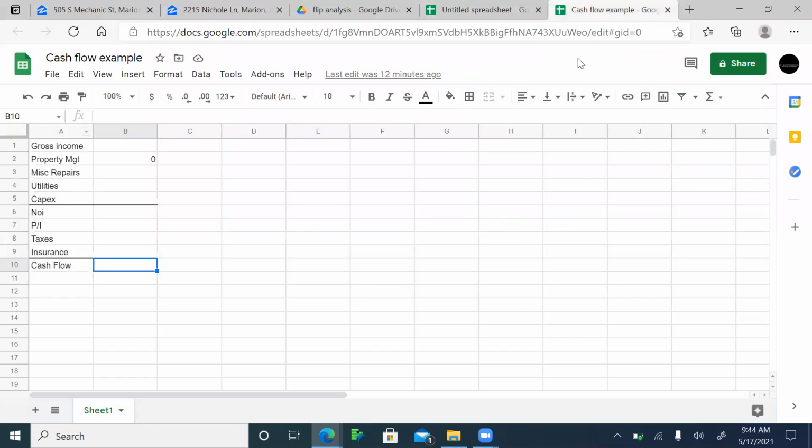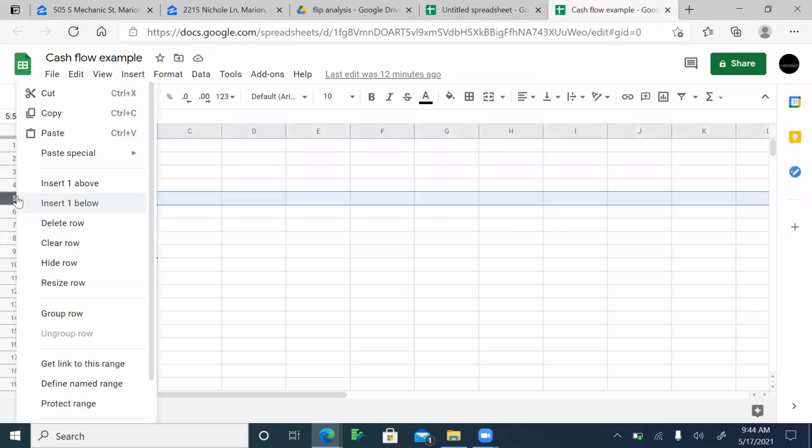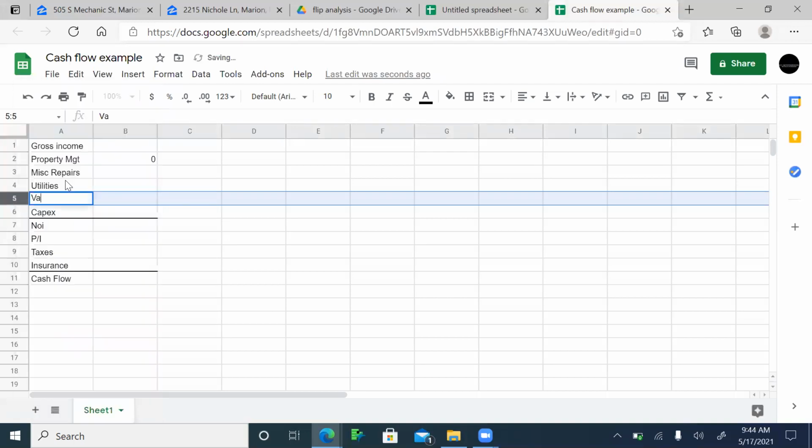So I made a quick sheet here, kind of going over what the property will produce in terms of income. I made some quick notes. This is the cash flow. This is the ultimate goal right here. I put my insurance, taxes, principal and interest, net operating income. You get to net operating income from your CapEx, your utilities, missed repairs, property management. Let me just add one more real quick because I forgot this. Vacancy or occupancy. Did I spell that right? I did, I do believe.